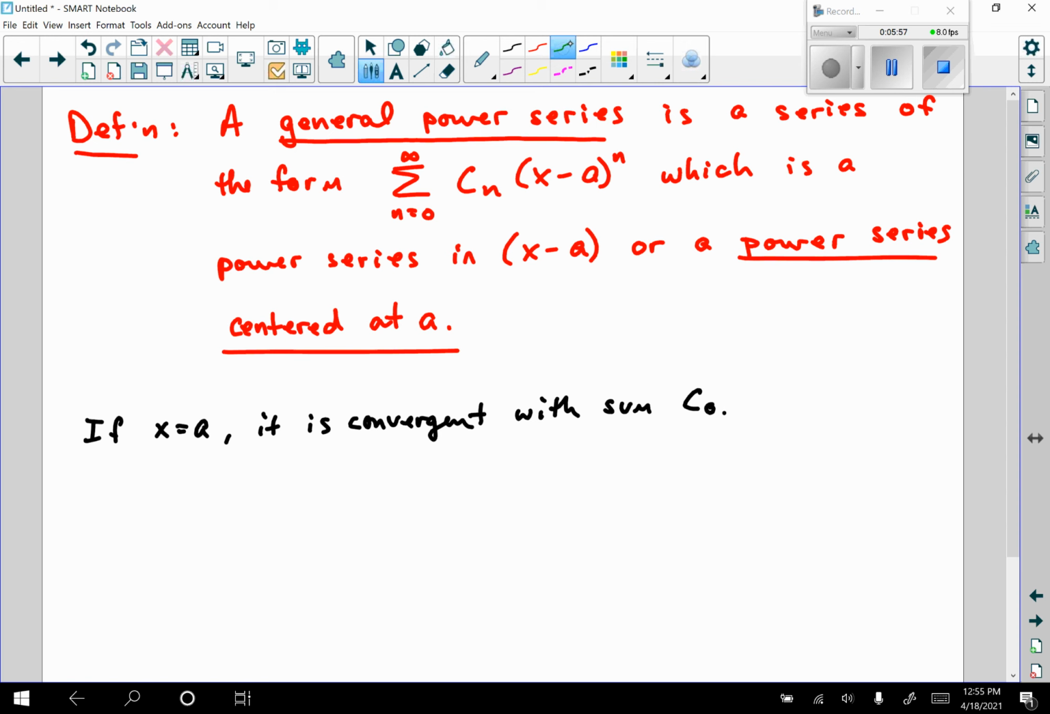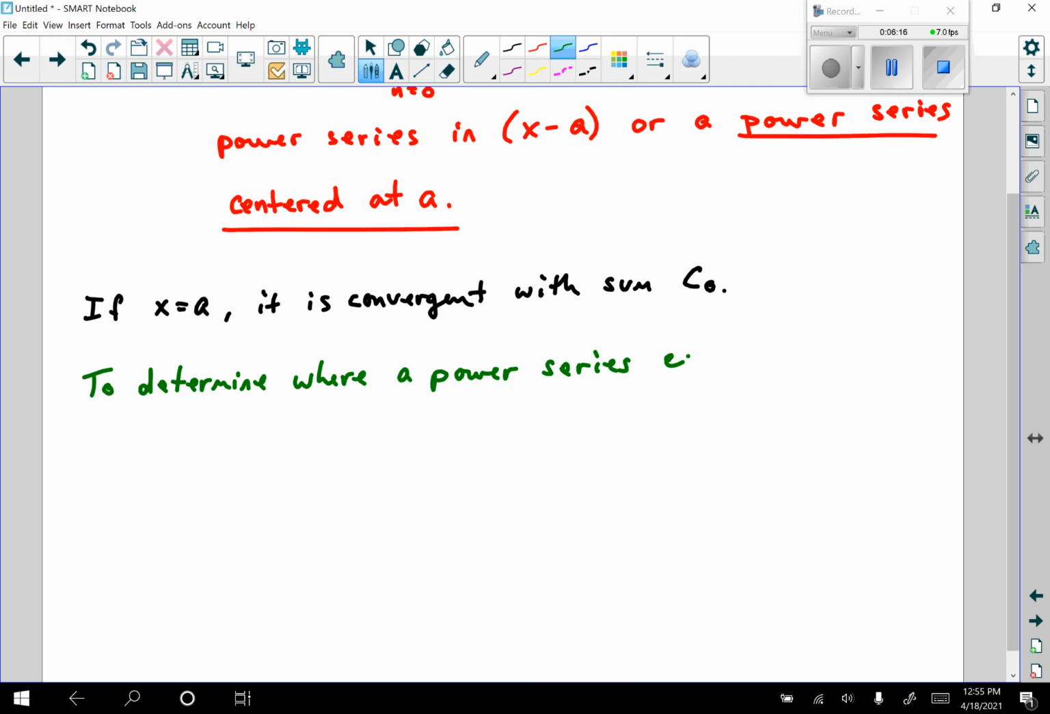Now, to determine where a power series converges, we can use the ratio test. So that's what's nice about this section. We're going to get more practice with using the ratio test. Now, before we get into some examples, I want to go over the results or possibilities here written out as a theorem.